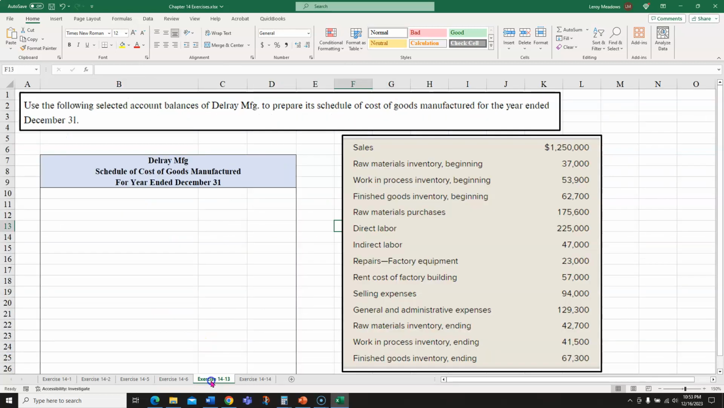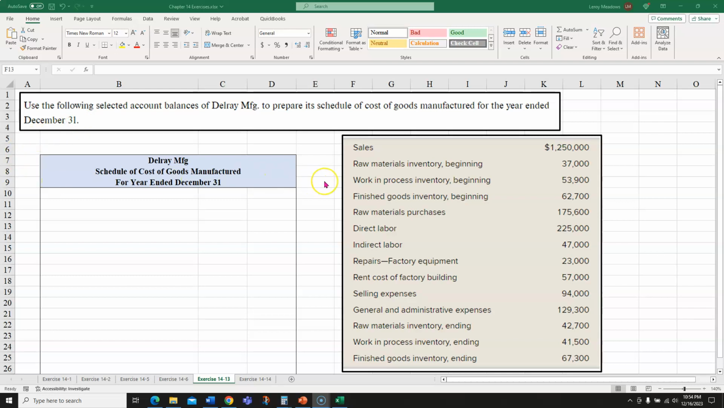Now, let's look at exercise 14-13. Use the following selected account balances of Del Rey Manufacturing to prepare a schedule of cost of goods manufactured for the year ended December 31st. Okay, so how do we calculate the cost of goods manufactured? We figure out the amount of direct materials used, the amount of direct labor incurred, and the amount of factory overhead. That'll give us our total cost of manufacturing. Then we add that to our beginning work in process to get the total cost of work in process. Then we subtract out our ending inventory to get our cost of goods manufactured.